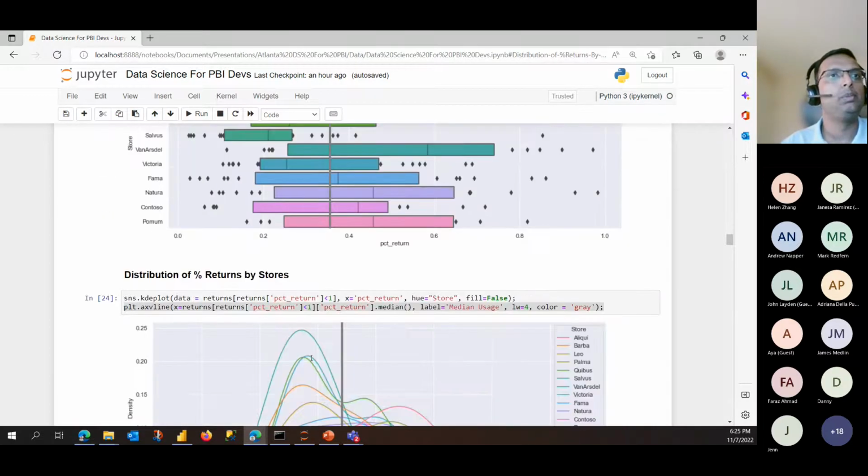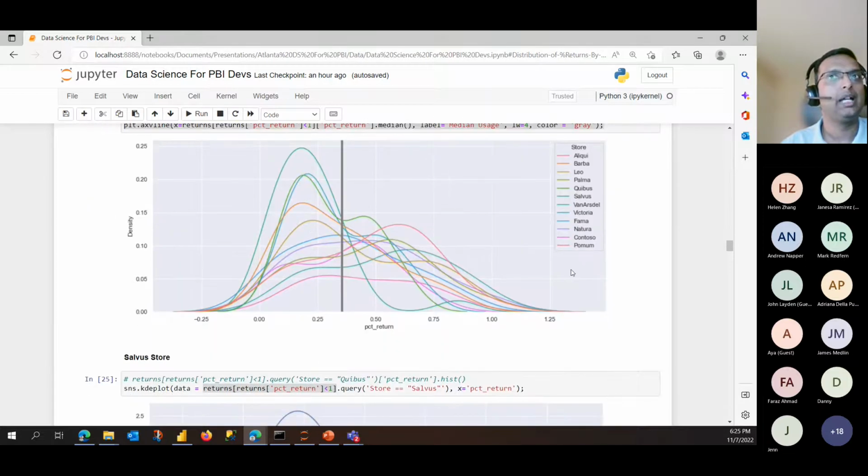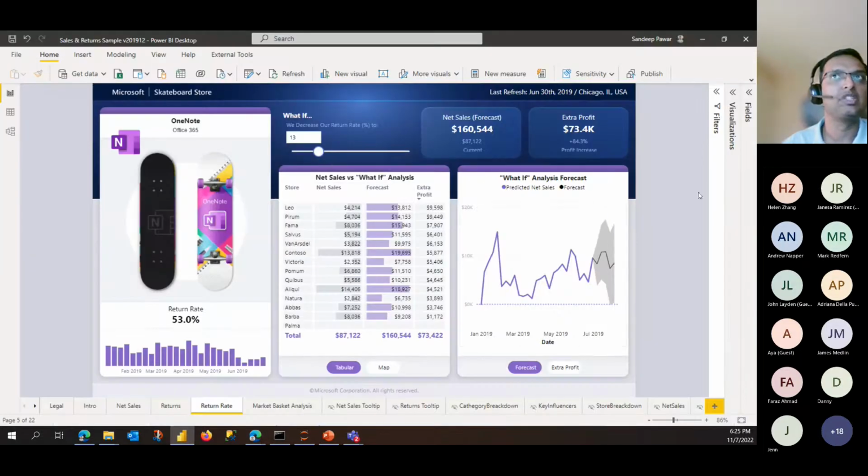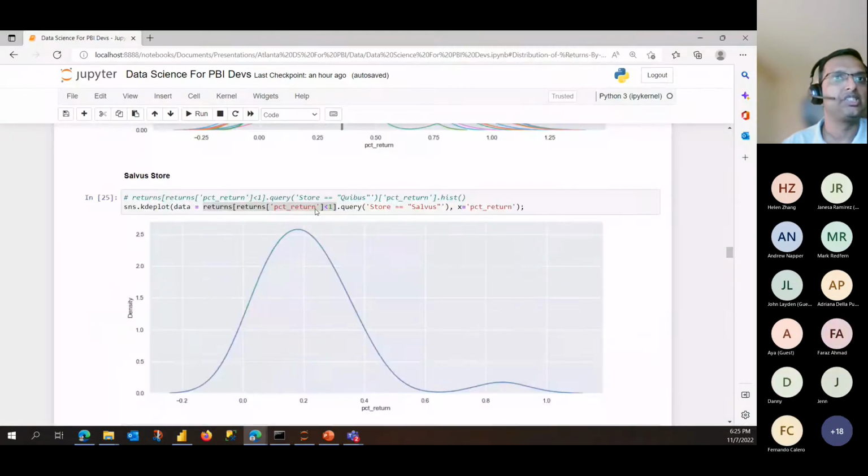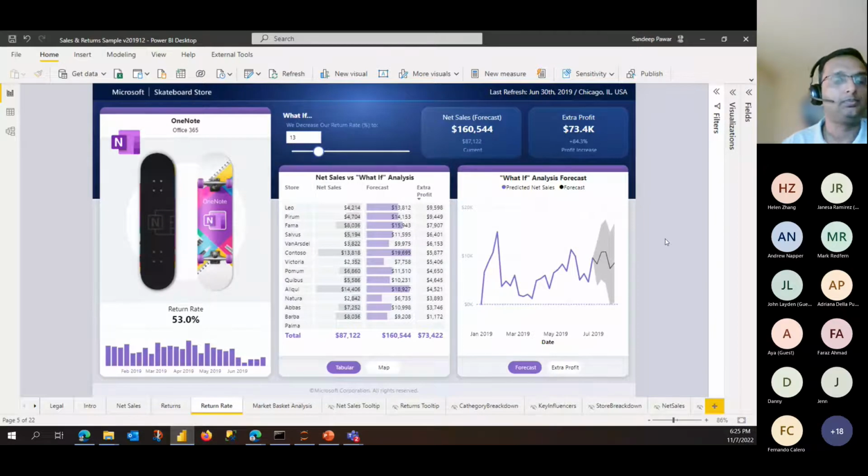Now, does that have an implication on the Power BI report that I just saw? If I was working on this Power BI report, if I had developed this, how would I use this insight in my Power BI report? Would that have changed anything here? Absolutely. The first thing in this Power BI report that I would change is this what-if scenario, which gives me the ability to change the percentage, right? But let's pause here for a moment and think about the implications of that.